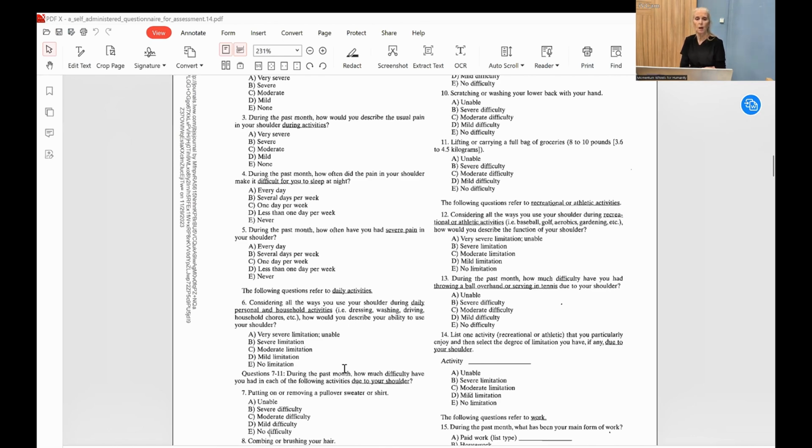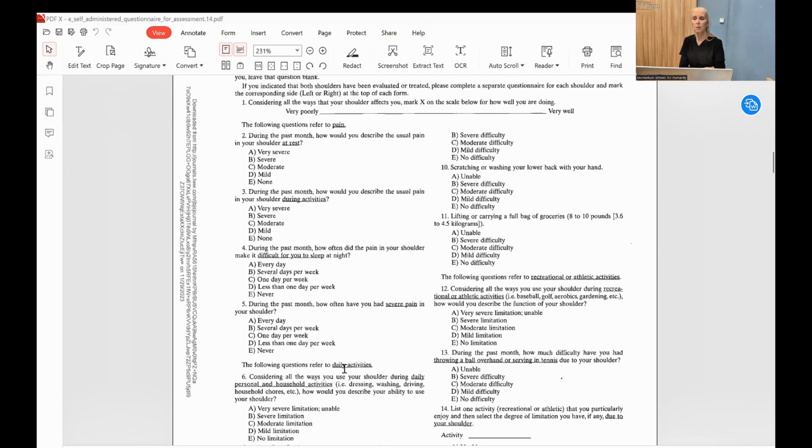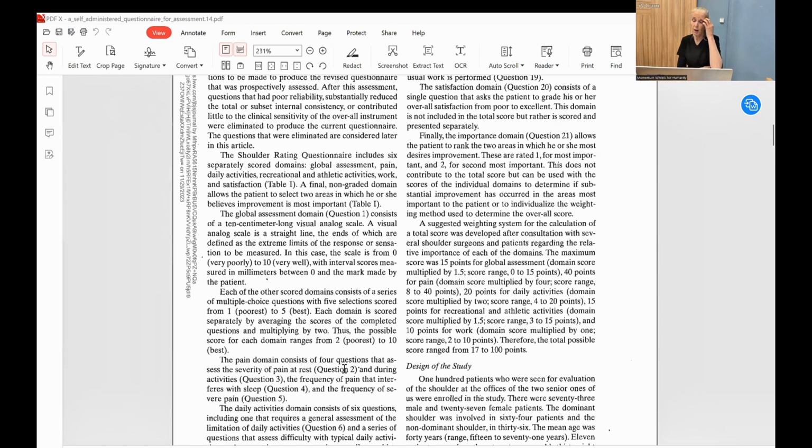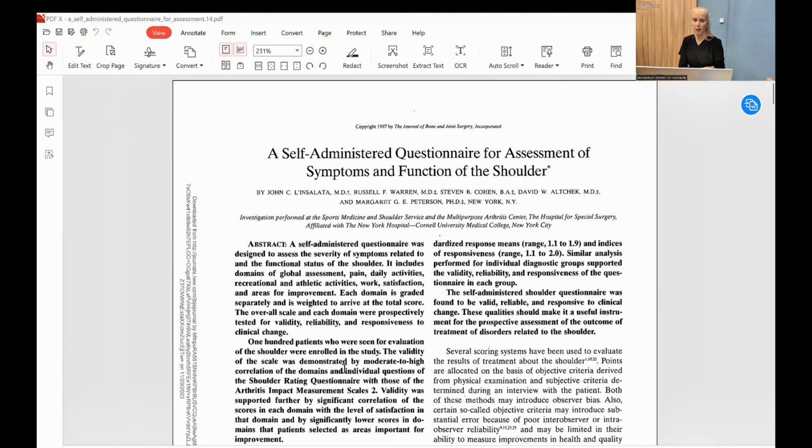So again, you can look at these outcome measures and see whether or not you can pull components out of them to help you get a baseline that you can use with the patients.